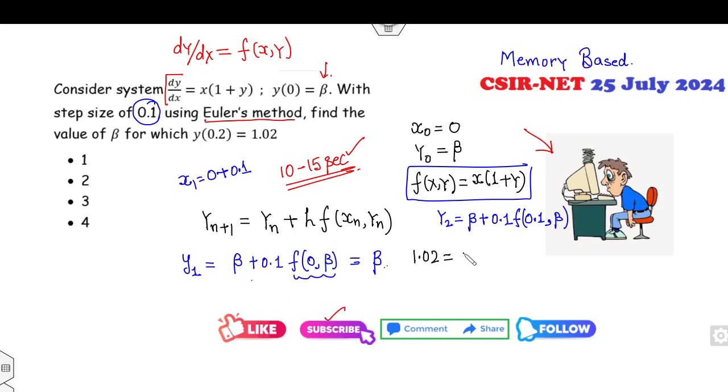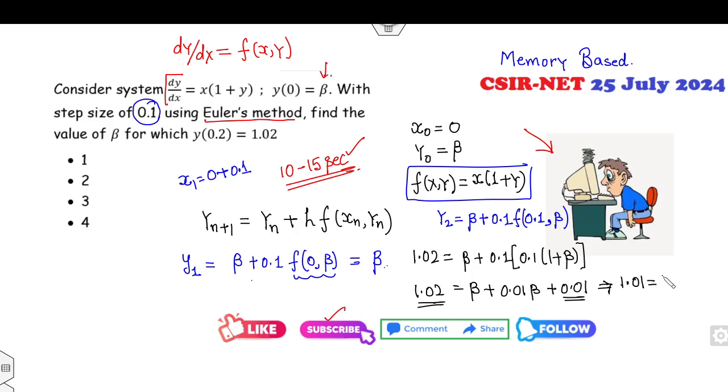It is 1.02. Beta I need to calculate. It is 0.1 times x into 1 plus beta. Now that's over. Can you solve this? Quickly, it is 0.01 of beta plus 0.01. Now clearly, subtract this from this. It will give you 1.01, which is 1.01 of beta. So what is the value of beta? That is 1, which is the right answer of this problem.